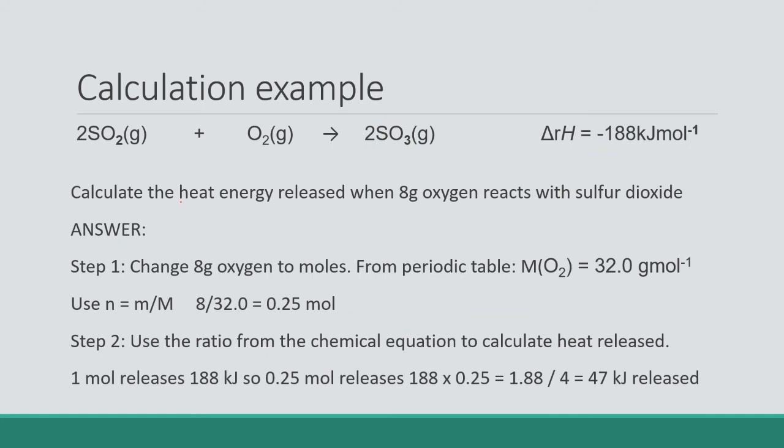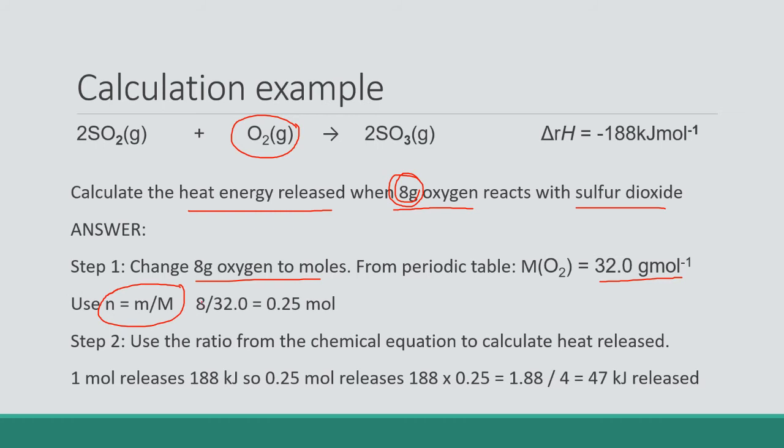In this question, we're asked to calculate the heat energy released when 8 grams of oxygen reacts with sulfur dioxide. All right, so the oxygen is here, so we've got 1 mole in the equation. But we want to change that to grams because we've got 8 grams here. So we change 8 grams to moles. From the periodic table or from the question, we are given that the molar mass of oxygen gas, 2 atoms of oxygen, is 32 grams per mole. So we use this equation here, which you're given in the exam. So we say 8 grams divided by 32 grams per mole gives 0.25, or a quarter, moles.